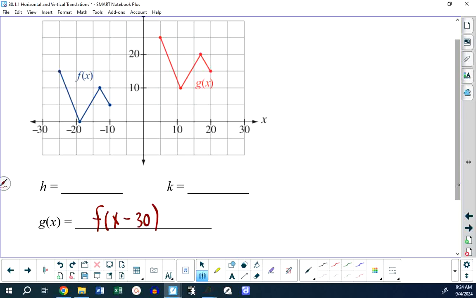Because I recognize that when you have x minus 30, it's shifted to the right 30. So in this example so far, I've never come out and said h is 30. I'm just saying I know that x minus 30 is to the right 30. And I'm shifting up. Well, I'm going from 15 to 25. I'm shifting up 10. So I should be able to just say plus 10.